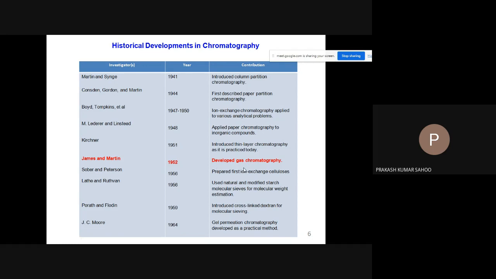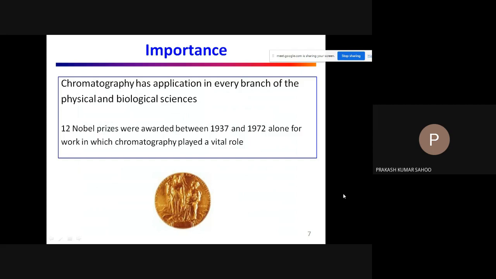spectrometer to have GCMS. Then we have Sober and Peterson in 1956, who prepared fast ion exchange celluloses, followed by Lathe in 1956, who used natural and modified starch molecular sieve for molecular weight estimation. Porath and Flodin in 1959 introduced cross-linked dextran for molecular sieving, and the last one will be Moore in 1964, gel permeation chromatography. We will have this unit also developed as a practical method.